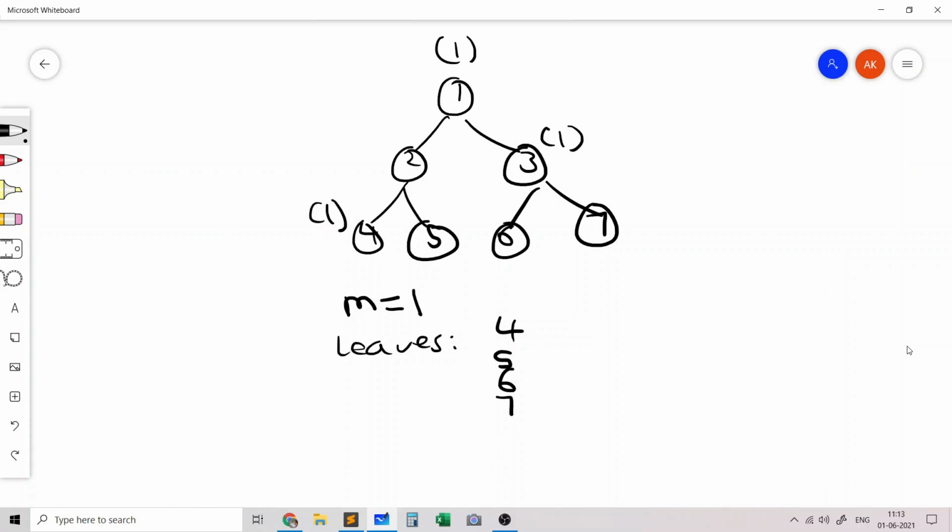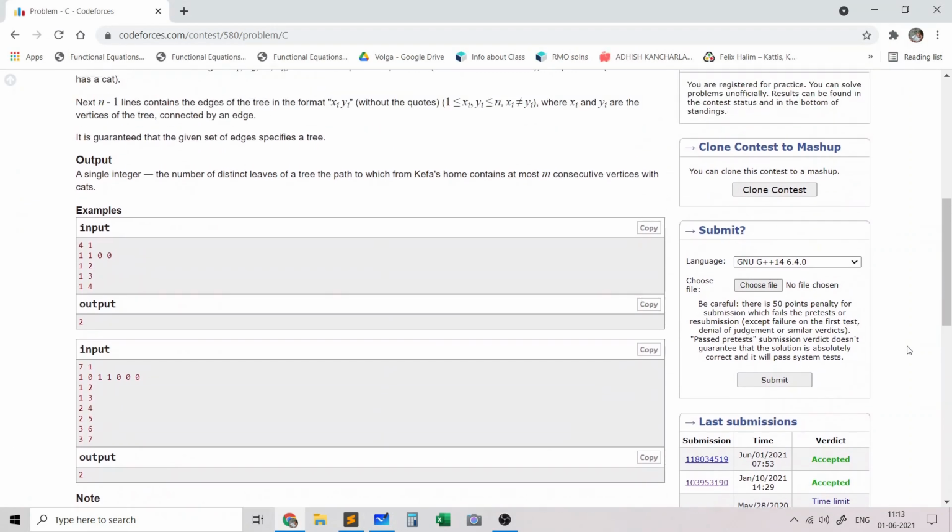For 4 we can reach that leaf because the path from 1 to 4 contains only one consecutive vertex with a cat at a time, at node 1 and at node 4. So we can reach node 4. We can reach node 5, but we can't reach node 6 or node 7. The reason we can't reach node 6 or node 7 is because there are 2 consecutive vertices which contain cats on the path from 1 to 6 and from 1 to 7. And you can verify that the correct answer is 2 for both the sample test cases.